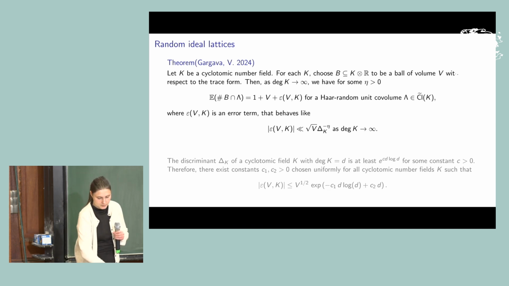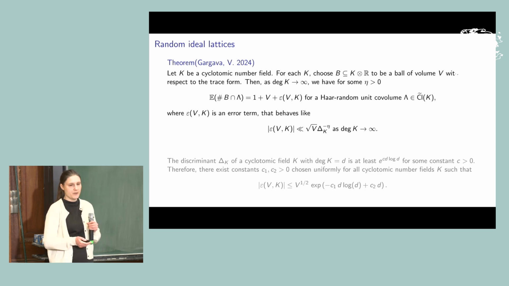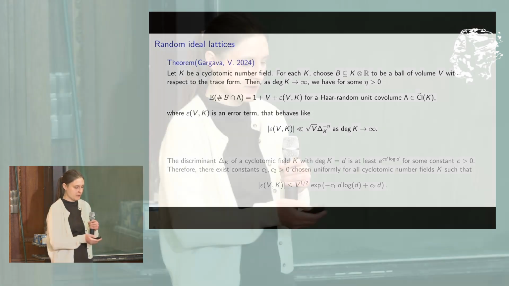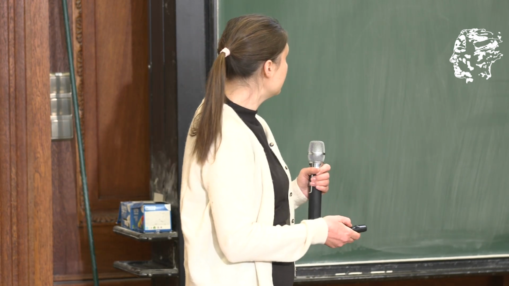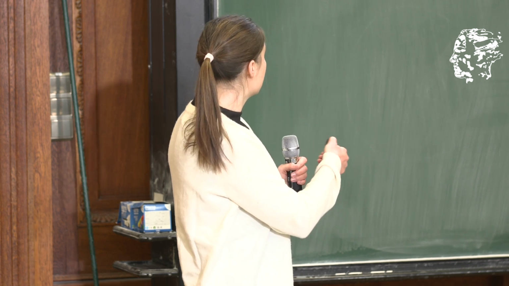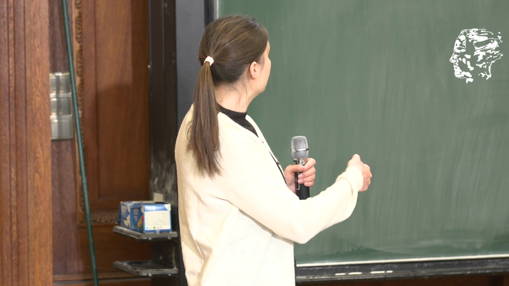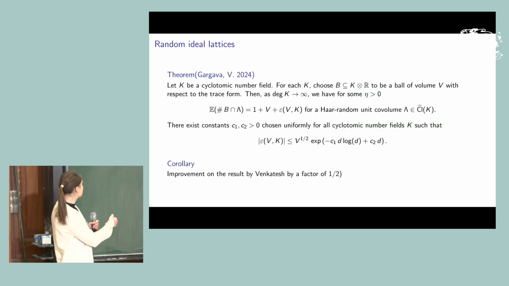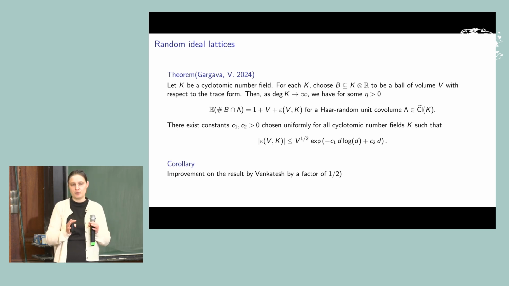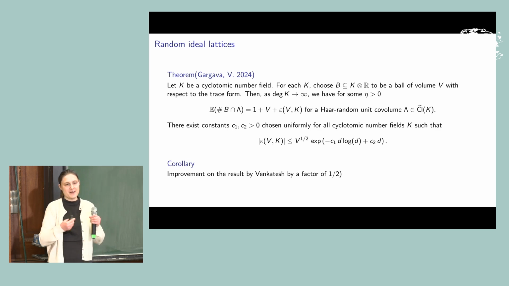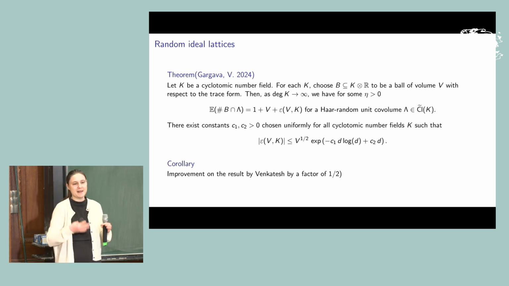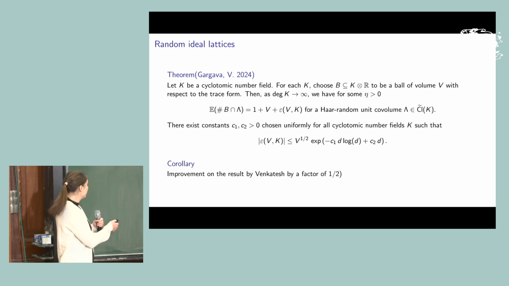Now let me tell you a little bit about the ideas which went into the proof. Most of them are not very new; they are rather classical. One more thing I would like to say is that one of the corollaries of this result is an improvement on the result of Venkatesh by a factor of 1/2. On one hand, it's always nice to improve on something. On the other hand, we know that these random lattices are even much, much better, and 1/2 is not such a spectacular improvement, but still.